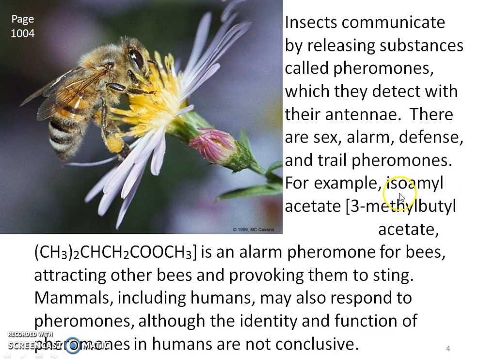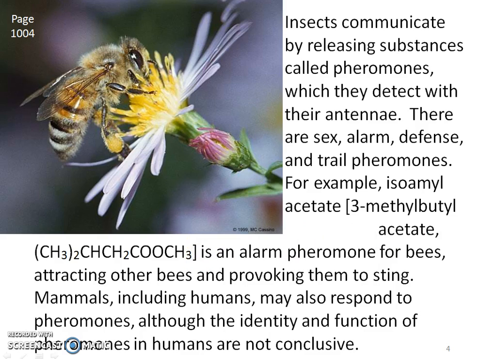For example, isoamyl acetate, also called 3-methyl-butyl acetate. And here is the structure, and this is what makes organic chemistry a little bit difficult. As you can see, there are 2 different ways to name this particular substance, and this is one way that the structure is drawn out.